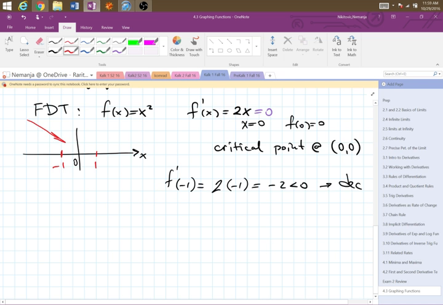All right? We are going to repeat this procedure now on positive one. We do the same thing, and we will find now that the function is increasing.